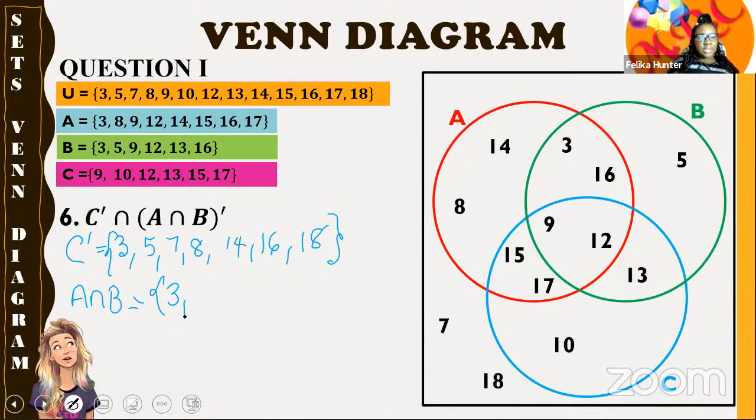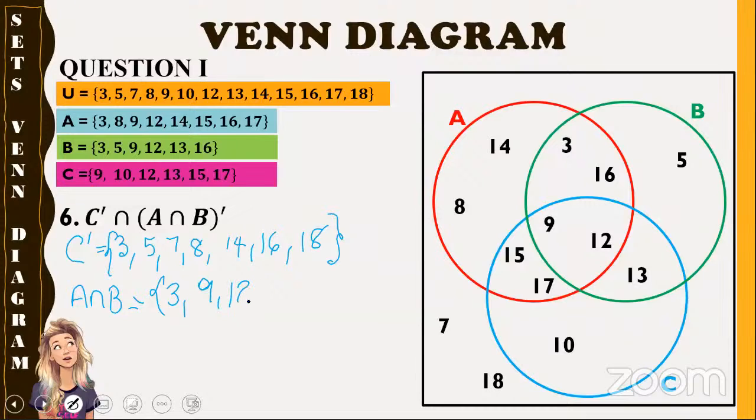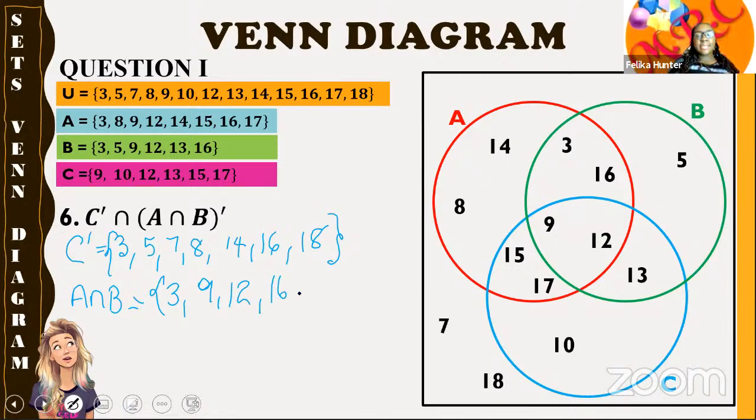3, and so we're looking for what is common between the two. So look again for me. 3, 9, 12, and 16. Thank you, Miss, darling.